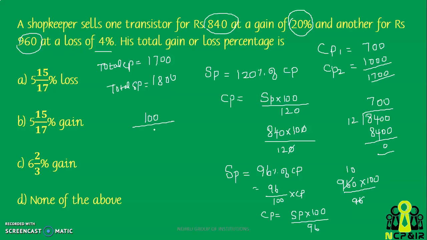So 100 rupees is the profit for an investment of how much? 1700. So it's actually profit divided by cost price into 100. So using that, this is going to be 100 by 17. And we know this is a gain. So obviously this must be the answer because we have 17 in the denominator. You see here, 17 into 5 will be 85. 85 plus 15 will be 100, so 100 by 17% will be the answer in this case. So the answer is option B. Hope you have understood the problem. Now we'll move on to the second problem.